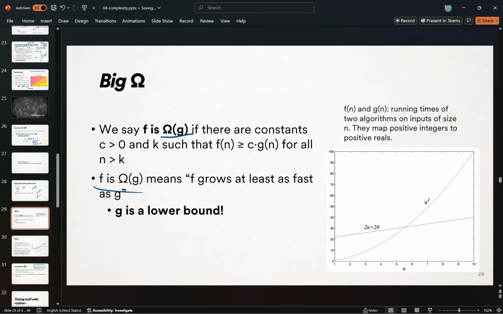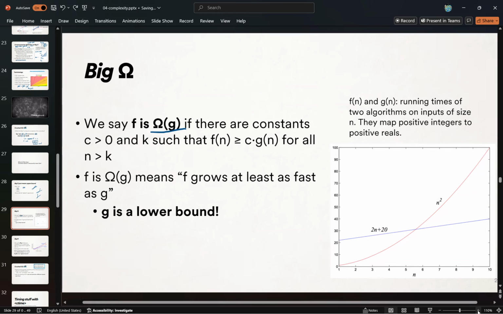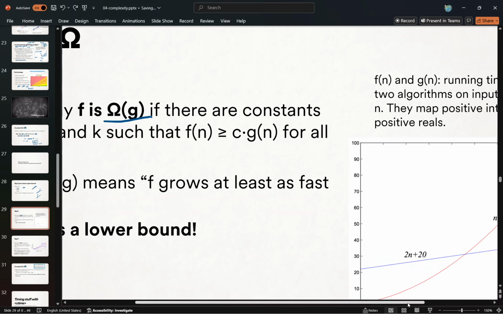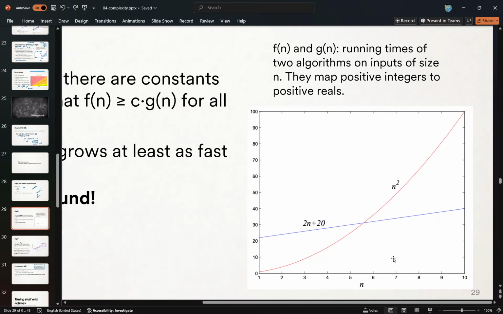So if you say f is big omega of g, it means that f grows at least as fast as g, probably faster. It's a lower bound. Okay, so here's this silly little graph. This time we do it backwards. So n squared is big omega of 2n plus 20. Does that make sense? Because that's the smaller one.